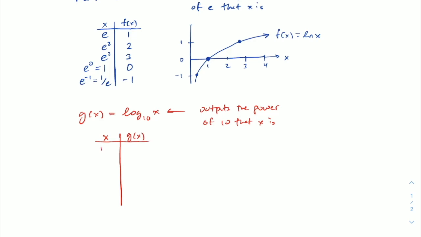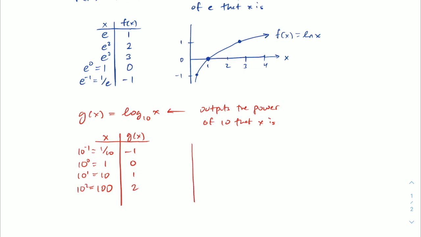So we'll put in 1/10, 1, 10, and 100. If we put in 1/10, the power of 10 that 1/10 is is negative 1. If we put in 1, the power of 10 that 1 is is 0. If we put in 10, the power of 10 that 10 is is 1. And if we put in 100, the power of 10 that 100 is is 2.